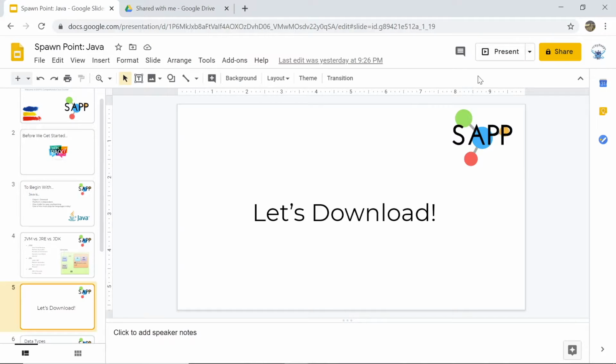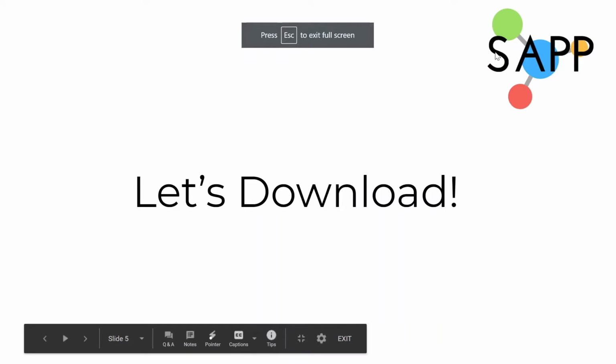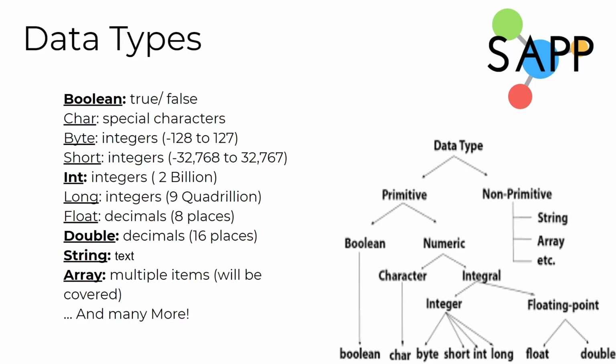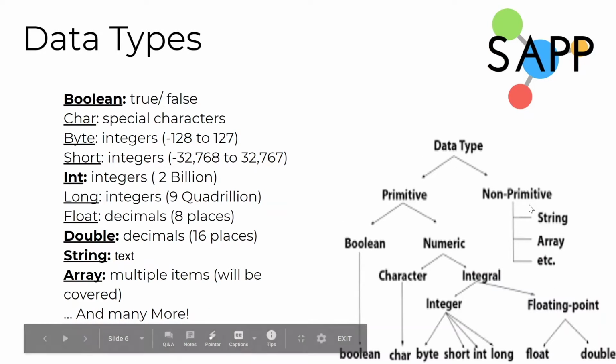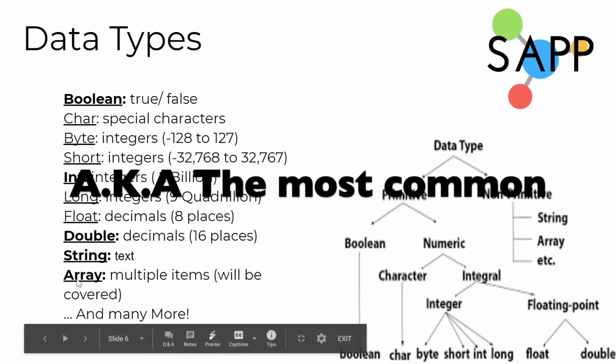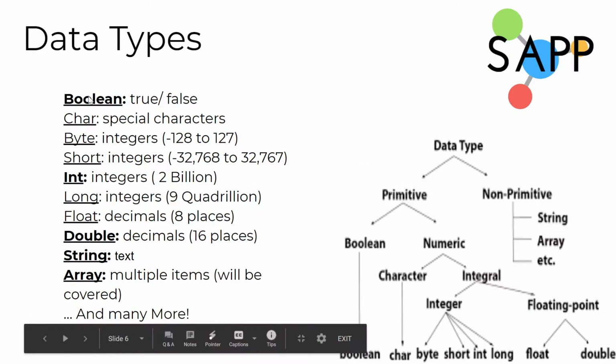So now that you've downloaded the necessary components, let's go back to our slides over here, and we're going to start off by learning about data types. Now, what are data types? Data types are nothing but the different types of variables you can instantiate in your Java code. Here we have the data type chart, with the primitive and the non-primitive, the Boolean, numeric, and then it just branches off from there. So I'm going to simplify this down a bit. The ones in bold underline are the ones that you're going to be using the most. So let's go through each and every one of these.